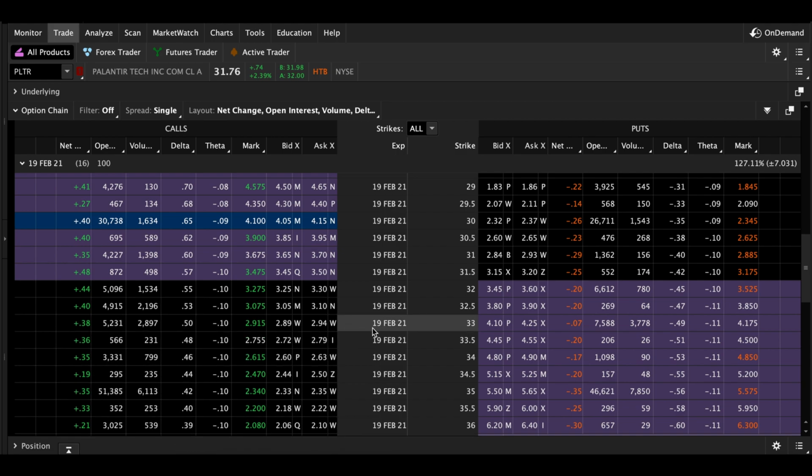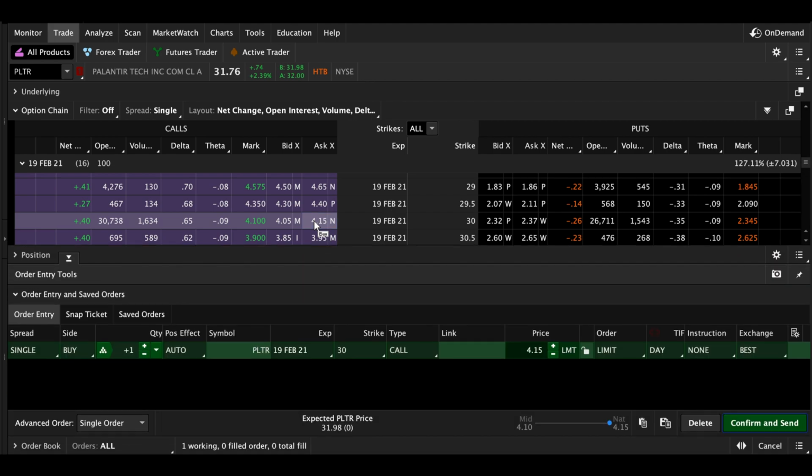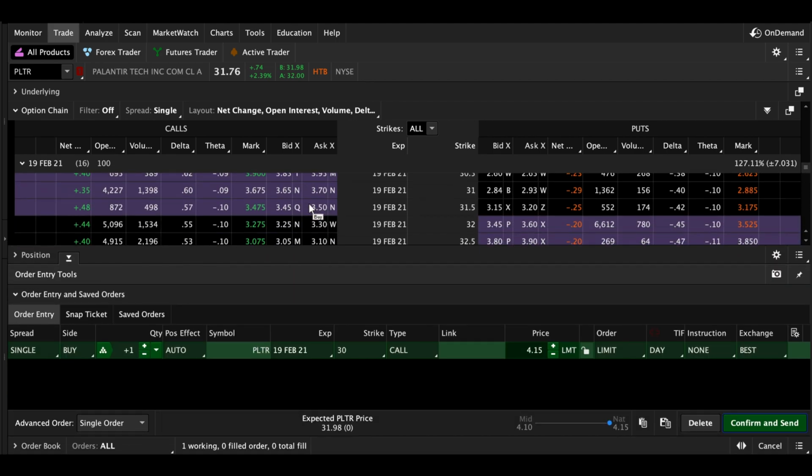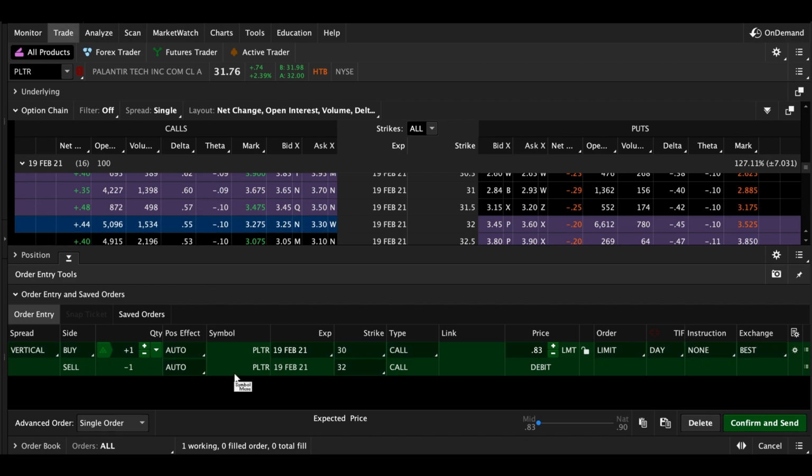So looking at Palantir, I'm going to make a debit spread that's $2 wide, say the $30 strike and the $32 strike. So to do that, you're going to first need to click on the ask for your long strike, for me is 30, and then to do a multi-leg order, when I go down to 32, I want to sell to open that one. So I want to hold control and then click on the bid. That's going to allow you to put in 2 legs of an option order. So at the time, you can see down here that's resulting in a net debit of 83 cents.